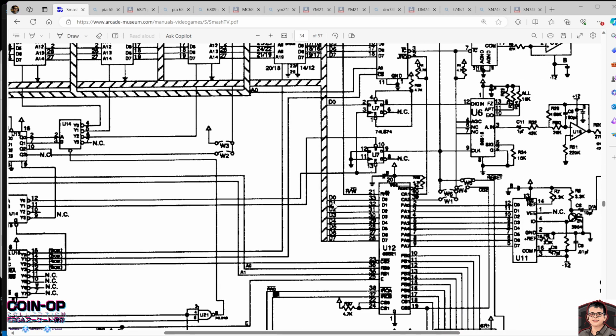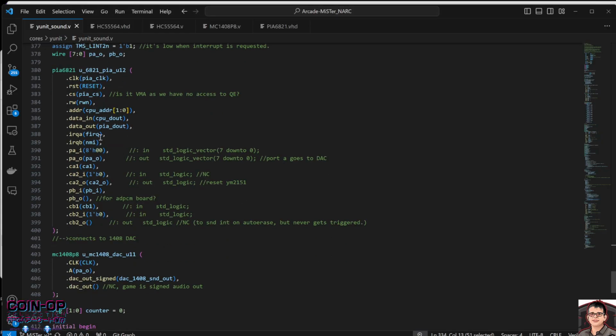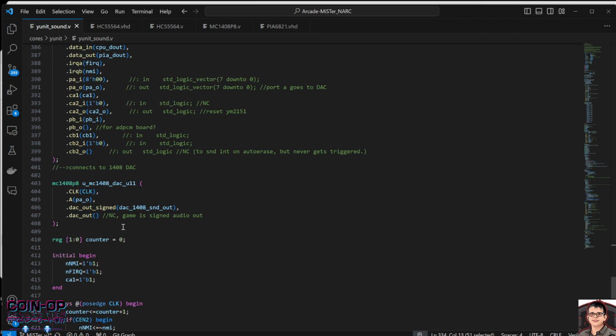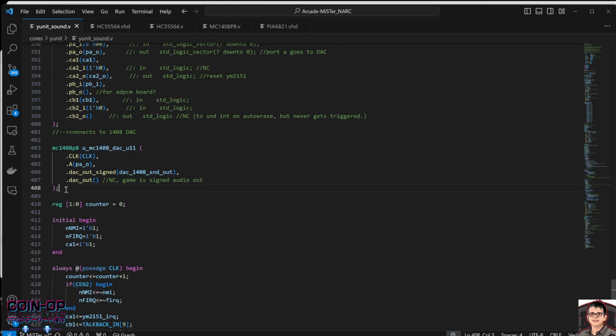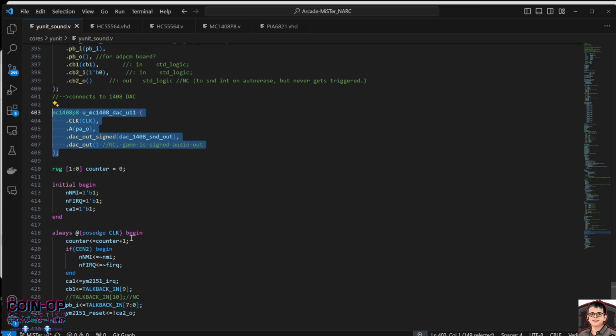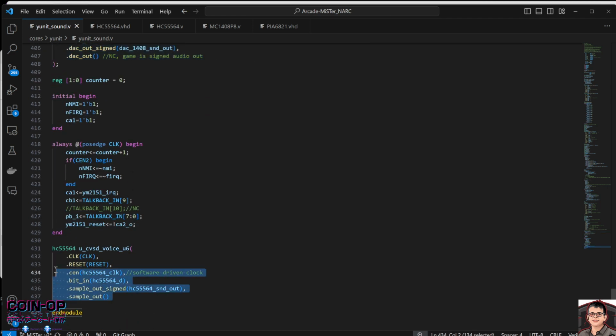Just follow these out. These go to the address bus. These go to the interrupts, and these go to the talkback interface, and then this goes to that other DAC that I was talking about. So it's wired exactly like that. And then we have the final components here, which are the DAC. This is the DAC that I created. And then you have the 55564, which is right here. And this is a propagation of the different signals, just so the timing is correct on them. And then it's triggering the signals at the right time.